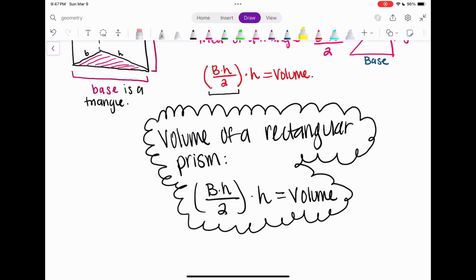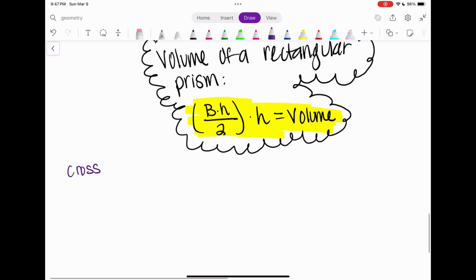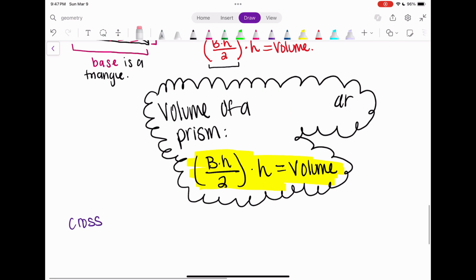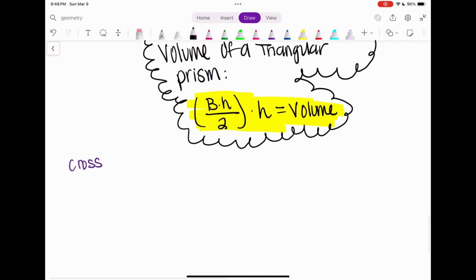Make sure to bubble this part in. This one is also on your test. If you need to highlight the formula for its volume, please highlight it. I'm not going to stress out how important these formulas are for your test. So please make sure you can find this in your notes. Okay? So now we're going to talk about the cross sections. Oops. I put rectangular prism and I should have put triangular prism. Making sure that I put the same thing on top.